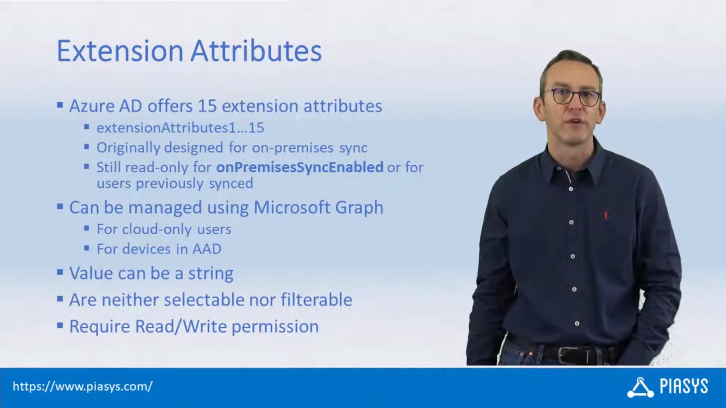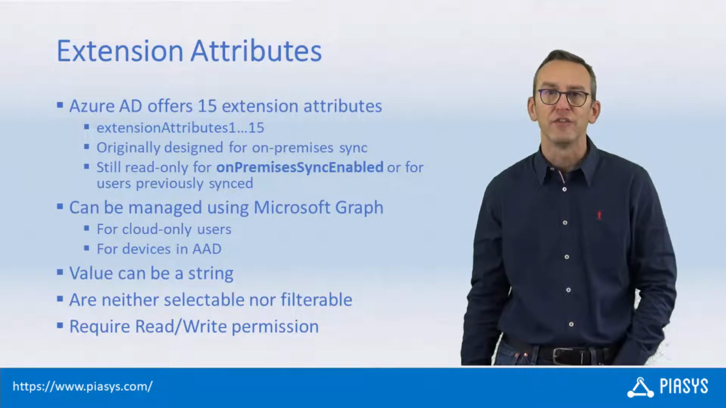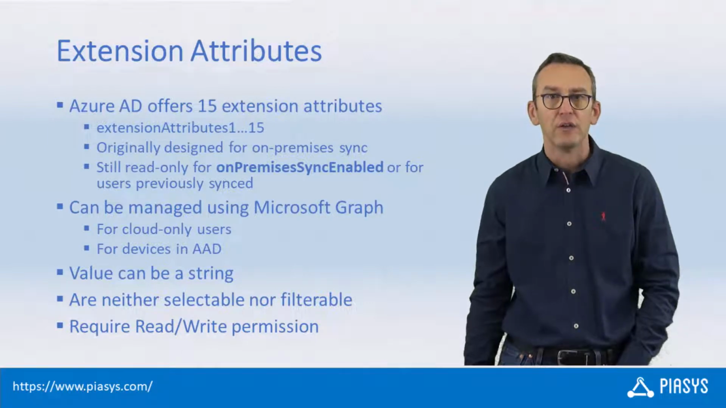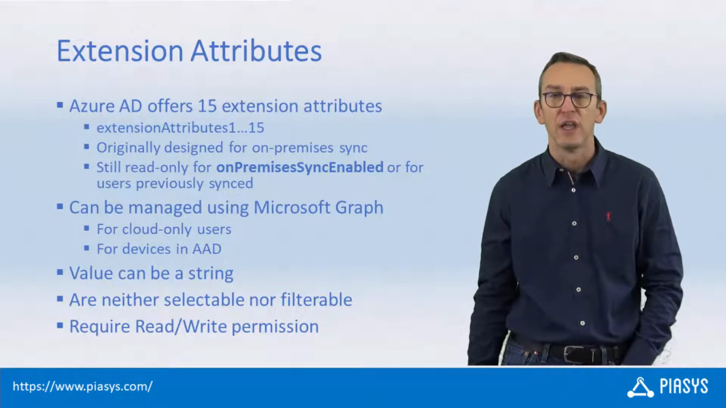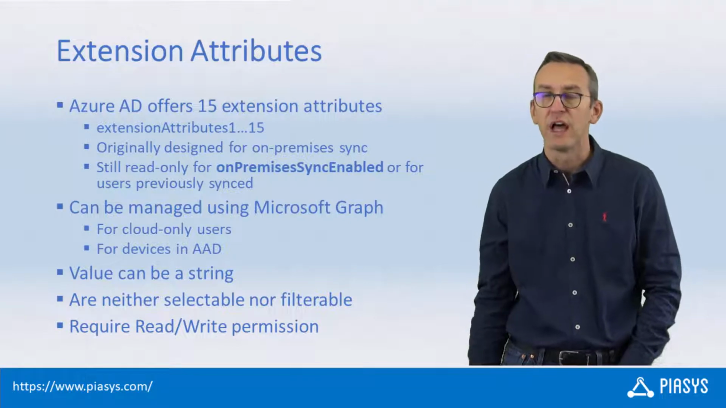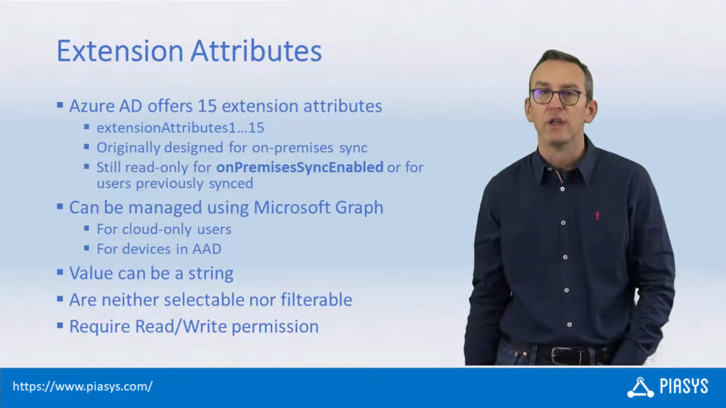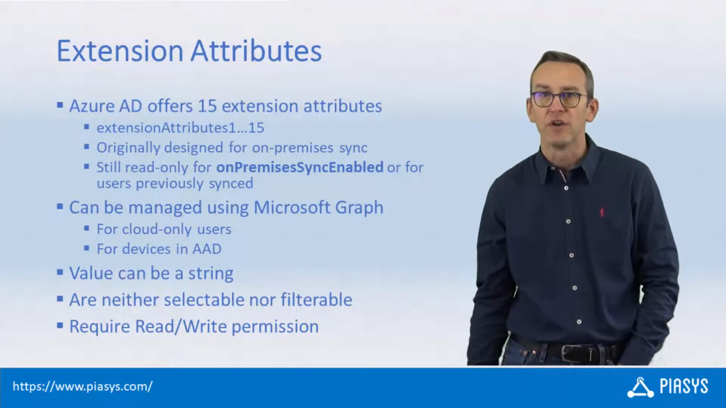So, if you have cloud-only users, or if you have devices stored in Azure Active Directory, you can easily rely on Microsoft Graph to read and write those extension attributes to store your own custom settings for users and devices. Keep into account that you can only store strings in those attributes and they are not selectable neither searchable. So it is useful, but you need to keep into account the limits of this option.